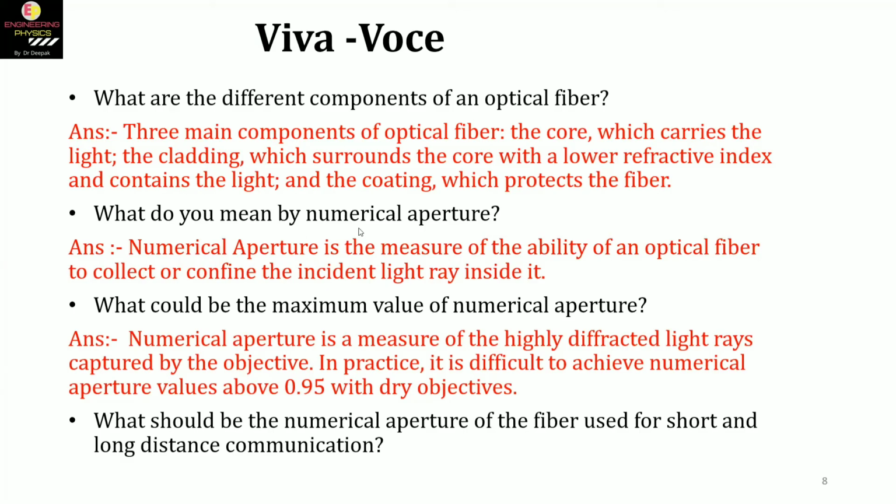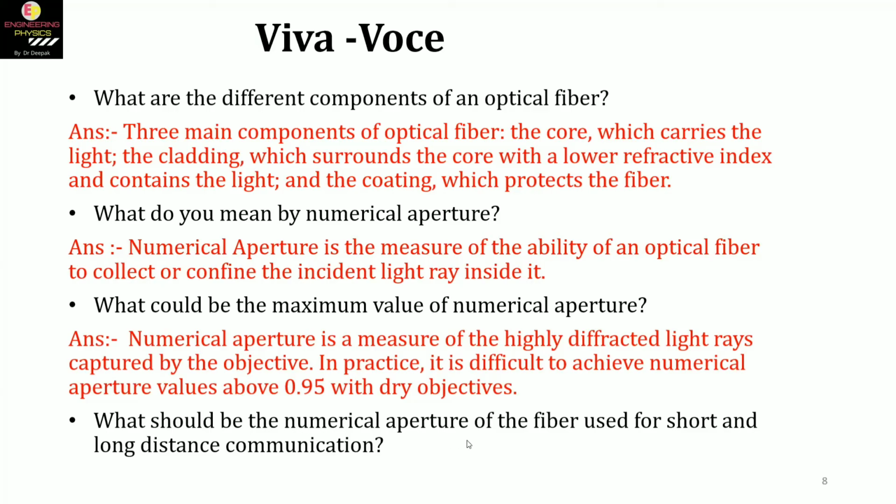What do you mean by numerical aperture? Numerical aperture is the measure of the ability of an optical fiber to collect or confine the incident ray inside it. What is the maximum value for numerical aperture? Numerical aperture is a measure of the highly diffracted light rays captured by the objective. In practice, it is difficult to achieve numerical aperture values above 0.95 with a dry objective. Sine has a maximum value of 1, so the numerical aperture value is less than 1.